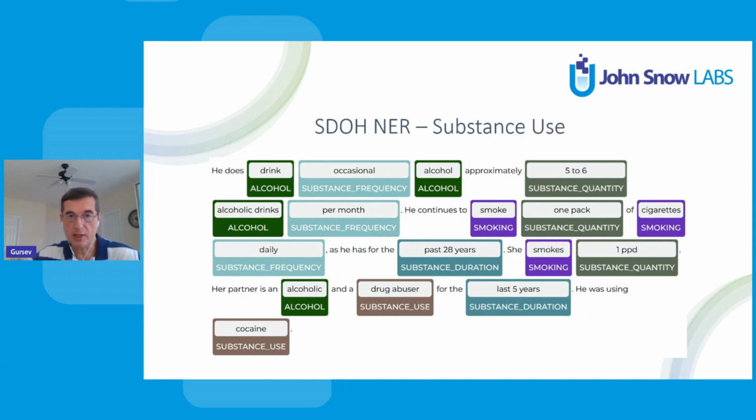So what I mean by substance duration is, okay, this person has been using the substance for the last 5 years or past 28 years. This is substance duration, and it is quite good. And the other one is frequency. So the person is using the substance, let's say, occasionally or per month or daily. So again, the model works quite fine, and the expected entity was cocaine. It's also extracted by the model.